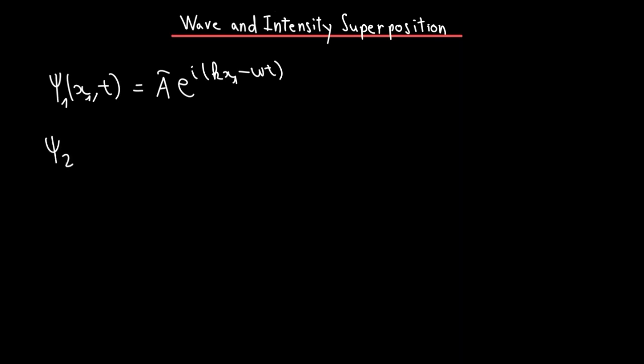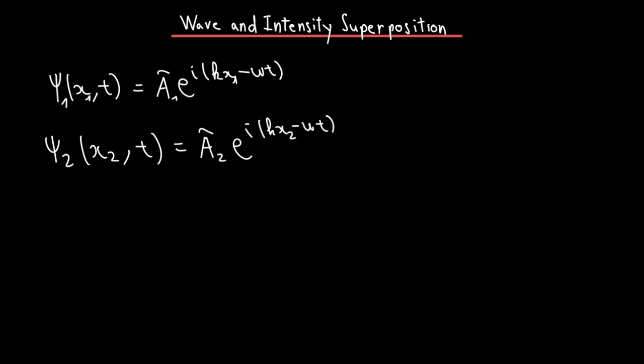Now, let's say we have another solution to the wave equation, psi2, which depends on x2, is equal to a tilde 2 e to the i(kx2 minus omega t). If these two functions are solutions to the wave equation, then the sum of these two solutions is also a solution to the wave equation.